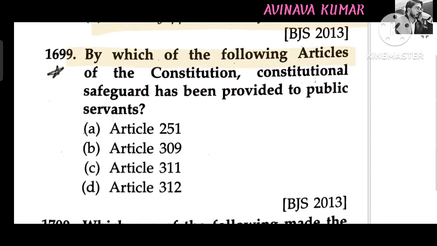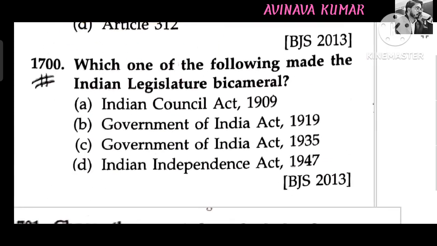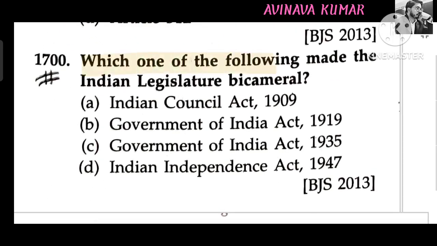By which one of the following articles of the Constitution has constitutional safeguard been provided to public servants? Article 311. Which one of the following made the Indian legislature bicameral? Government of India Act 1919.